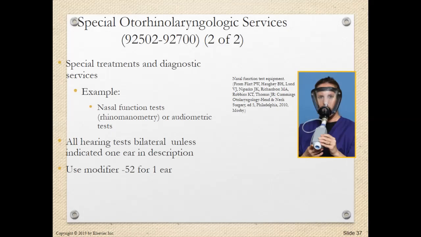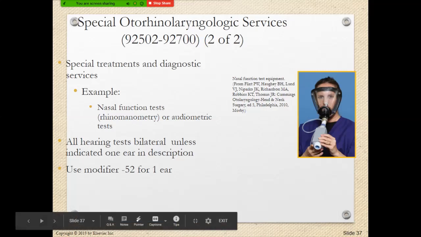Otorhinolaryngologic services. See, I said I wasn't going to say it again, but I did. Diagnostic and treatment services are usually reported using codes from the surgery section. Only special services are reported using the codes from the medicine section. All hearing tests are bilateral unless indicated one ear in the description. You're going to use modifier 52 for one ear, which means reduced services.